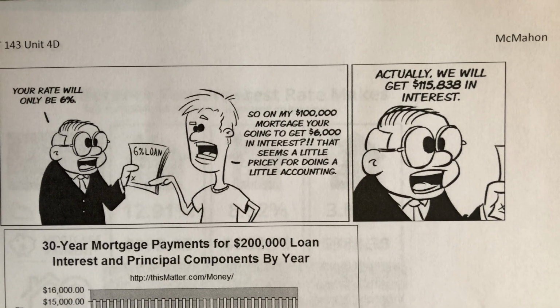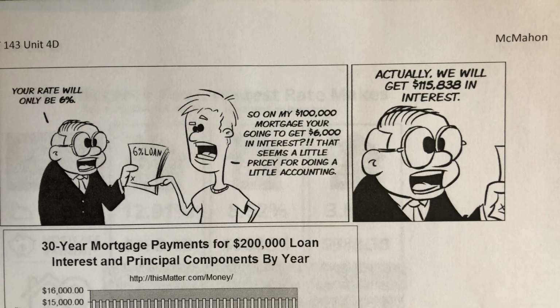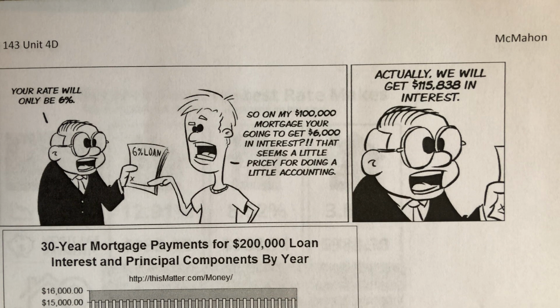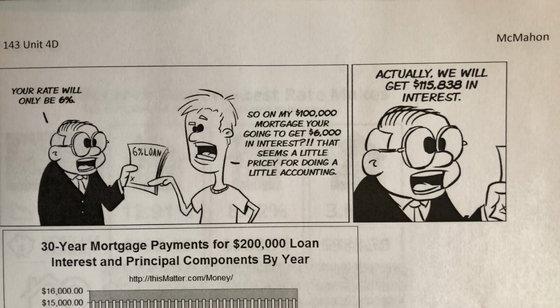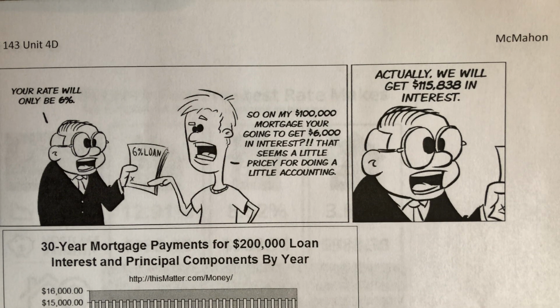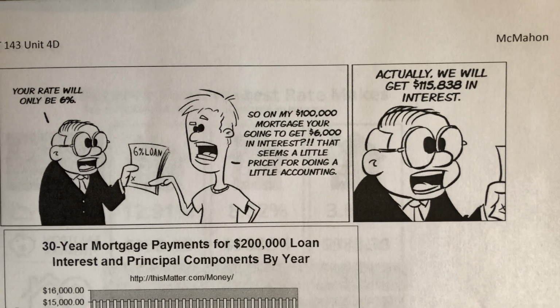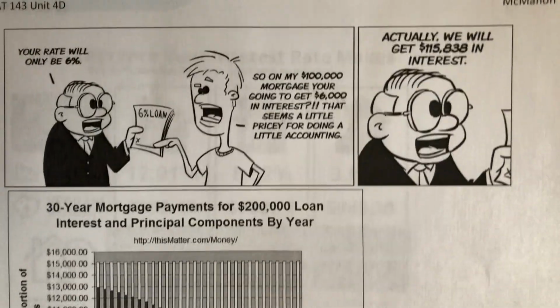So if you have a 6% loan, the guy's arguing that if you have a $100,000 mortgage, they're going to get $6,000 in interest. He says that seems a little pricey for doing a little counting. He doesn't understand how it works, because they're really getting $115,838 in interest on a $100,000 loan. That's at 6%. So hopefully you can get an interest rate closer to 3 or 4.